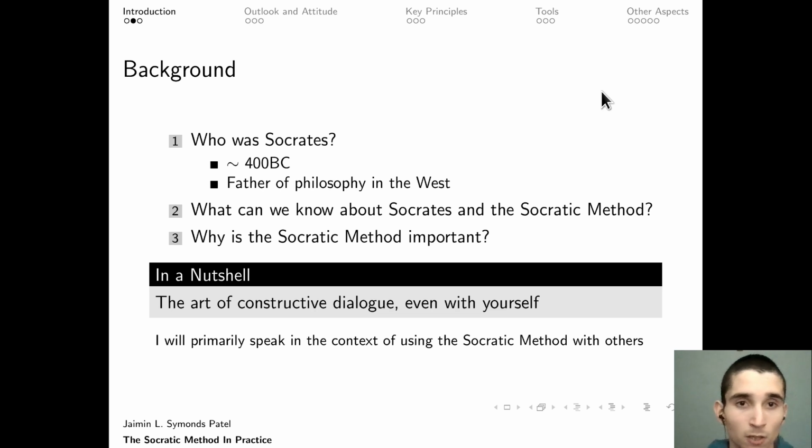So in a nutshell, the Socratic method is the art of constructive dialogue. Construction, or the act of construction towards the truth in dialogue. But here's the caveat. You can also have a dialogue with yourself, because you don't have to talk, but you can have that dialogue in your mind. And so not only can you use this method with other people, but you can use it with yourself.